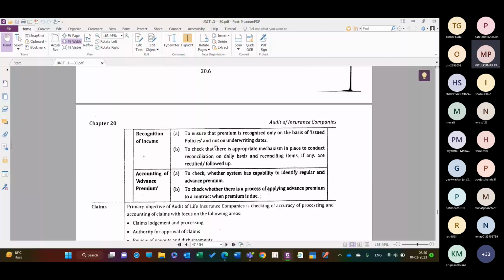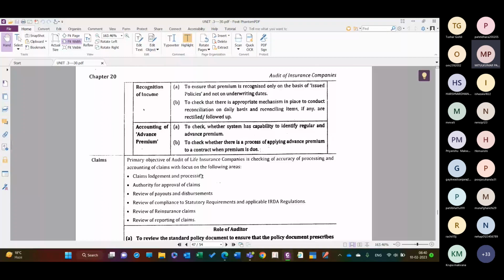Recognition of income: to ensure that the premium is recognized only on the basis of the issued policy and not underwriting dates. तो जब इंश्योरेंस पॉलिसी इश्यू हुई वहां से ही होना चाहिए. To check that there is an appropriate mechanism in place to conduct the reconciliation on a daily basis and reconciliation items, if any, are rectified or followed up. अगर कुछ रह जाता है तो it should be correctly rectified.